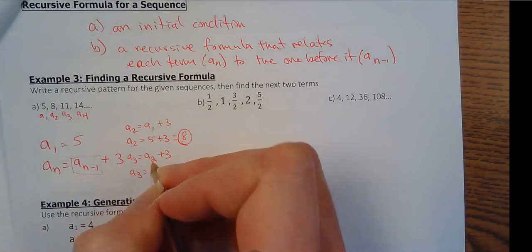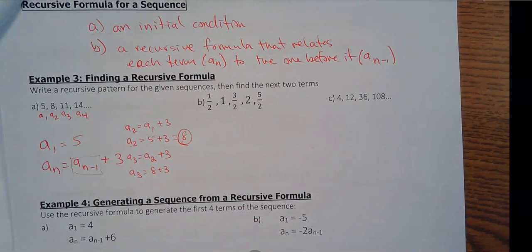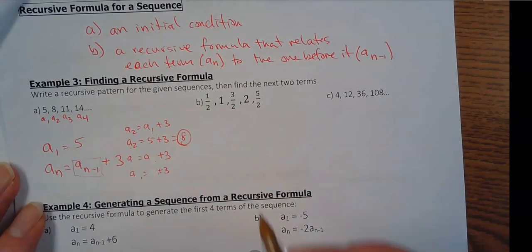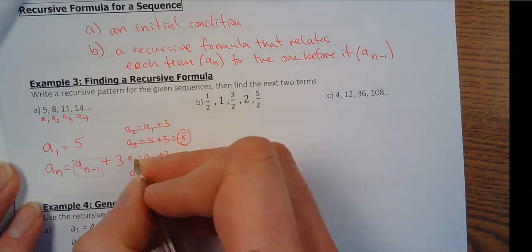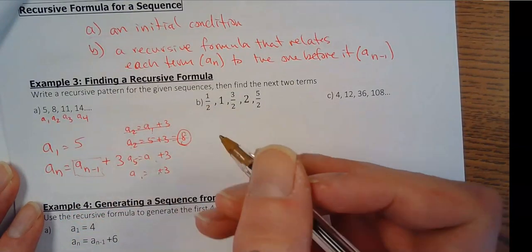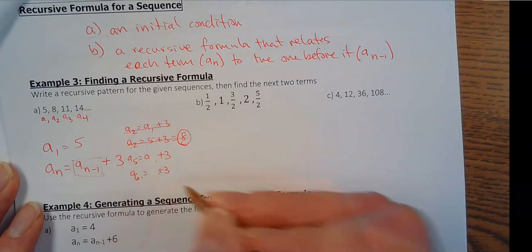Let's do 5. Let me pause. I want to use some white out here. So what I want to find, again, this doesn't really help me with the question because it says we're supposed to find the next one. I'm supposed to find a sub 5, and I'm supposed to find a sub 6.